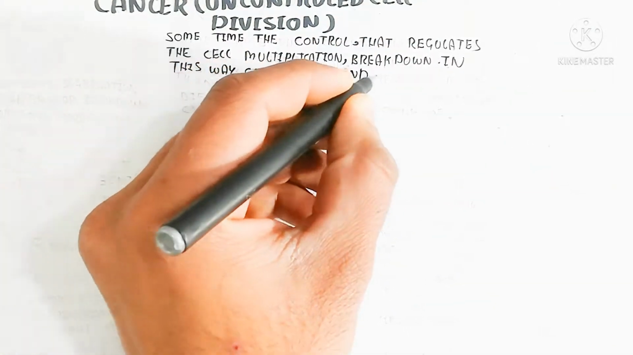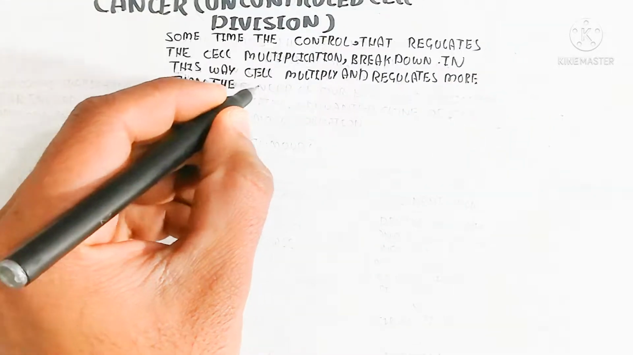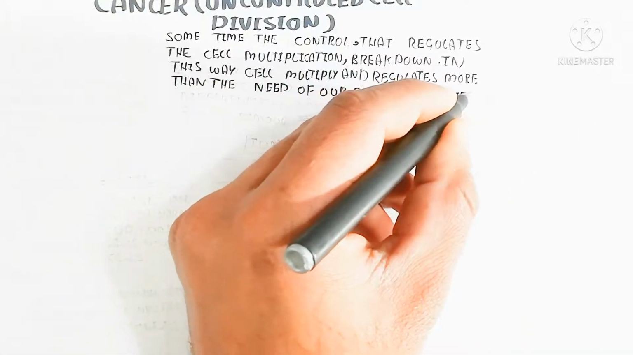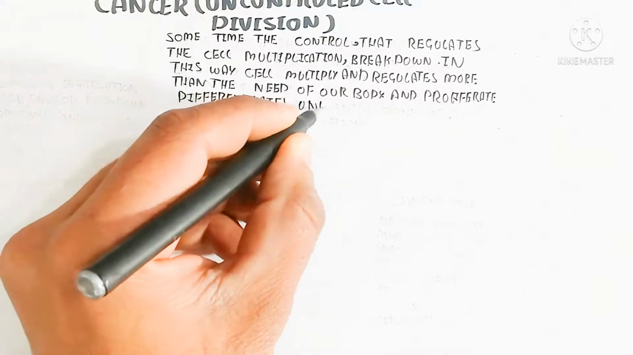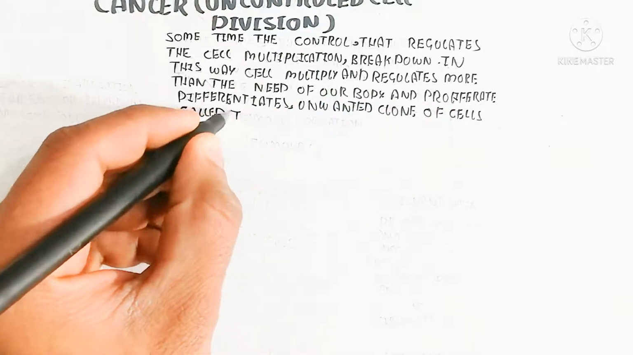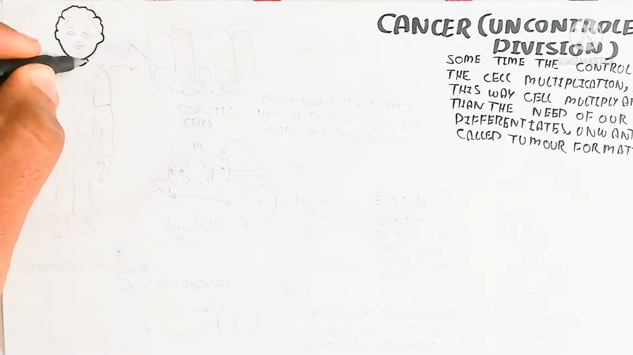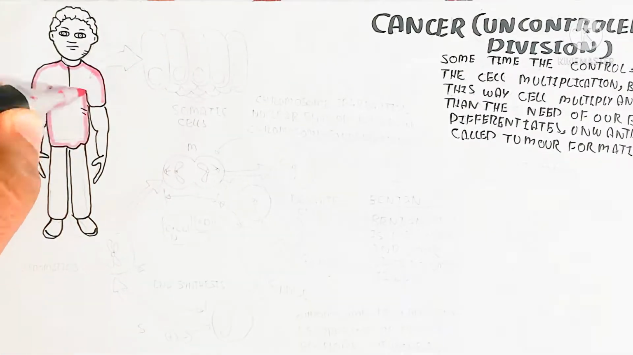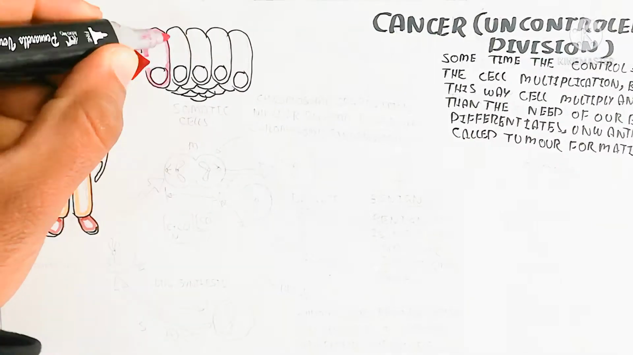So sometimes the regulation of cell multiplication breaks down. In this way, cells multiply more than the need of our body, and proliferate and differentiate into an unwanted clone of cells called tumor formation. And this tumor formation is basically a group of cells that becomes uncontrolled and divides more and more due to increased CDK and cyclin concentration.